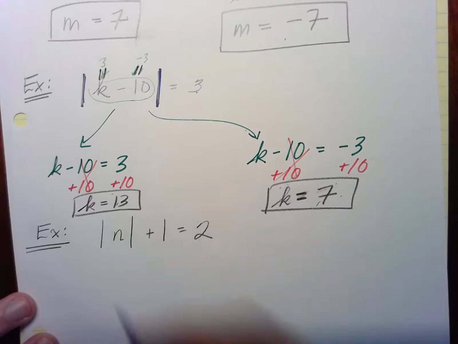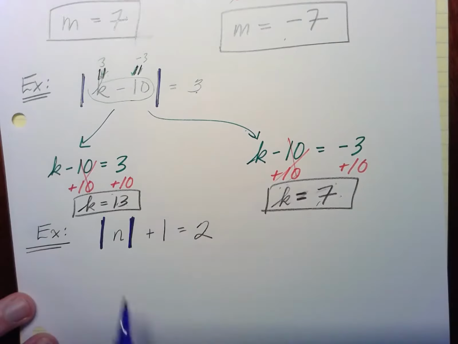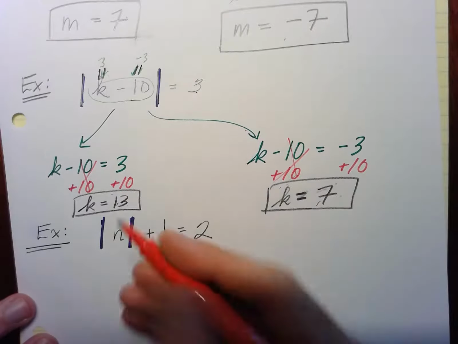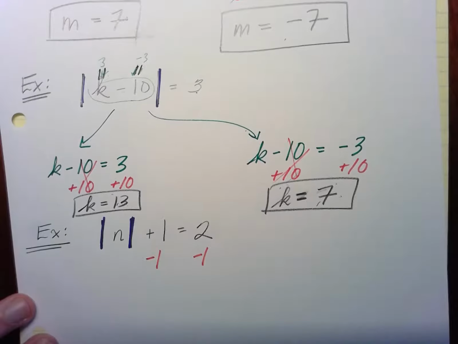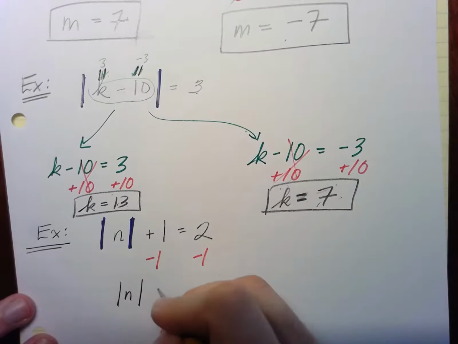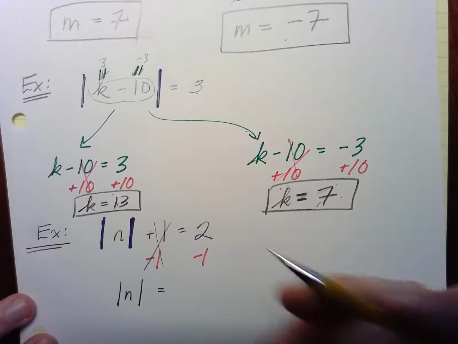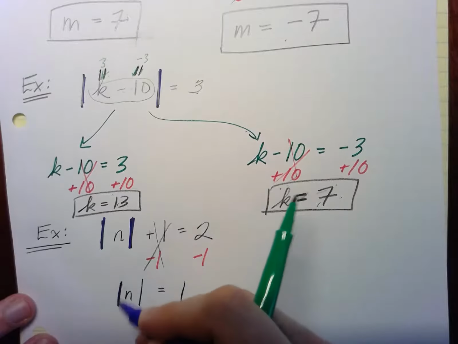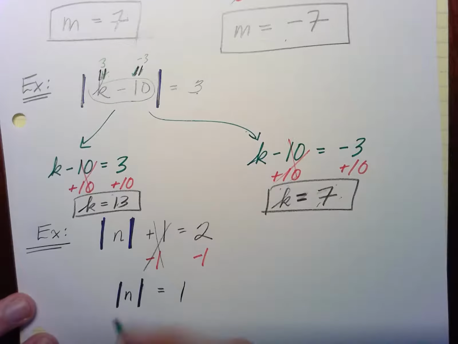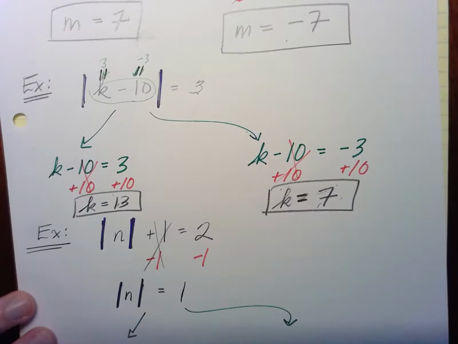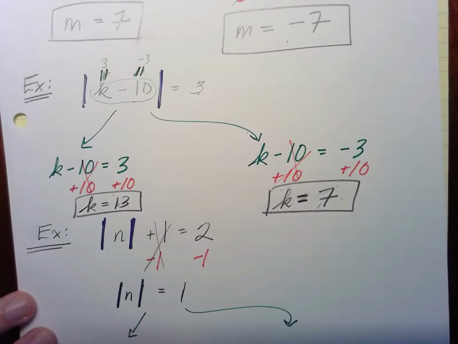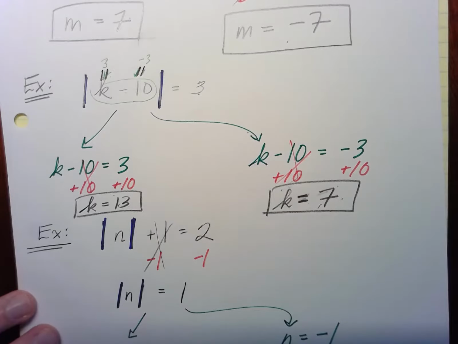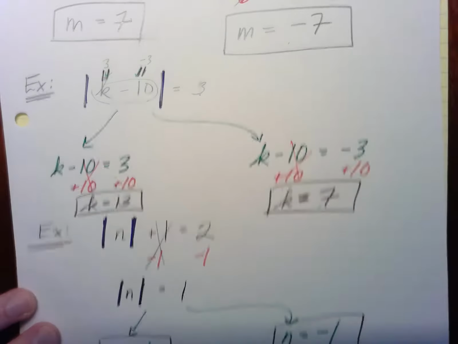Notice here that my absolute value is not isolated. I have the absolute value of n, and then I have +1. So I have to deal with this +1 before I do anything else. So here's the absolute value of n, and then of course those cancel, and I have 2 minus 1 is just 1. Now I can split into my two cases because I have the absolute value isolated by itself. So I'm going to have n equals 1, and over here n equals -1. I've already got my answers. I don't have to do anything else.